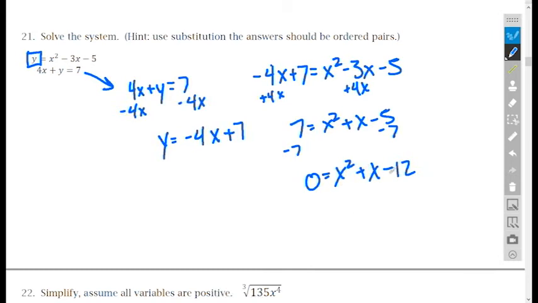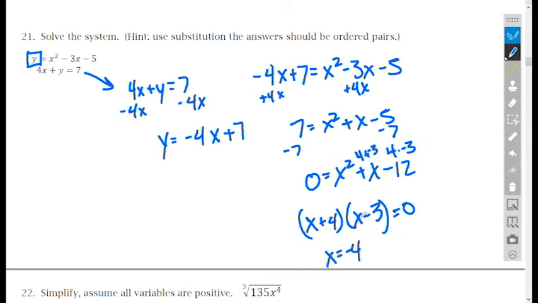Okay, so I can factor this because I got 4 times negative 3 and 4 plus negative 3 to make this. So this factors into x minus 4, x plus 4 and x minus 3. So I have two x coordinates here. The first x coordinate I have is negative 4 because that's a solution, and the other one I have is 3 because that's the solution. So there's actually going to be two solutions to this system.